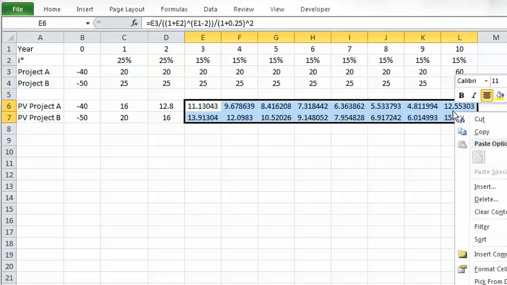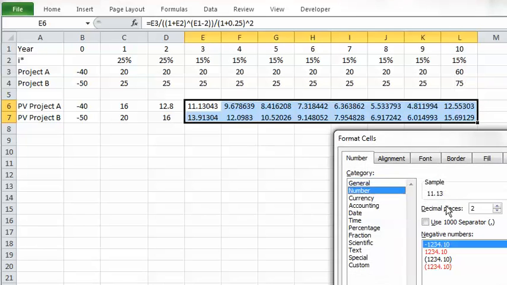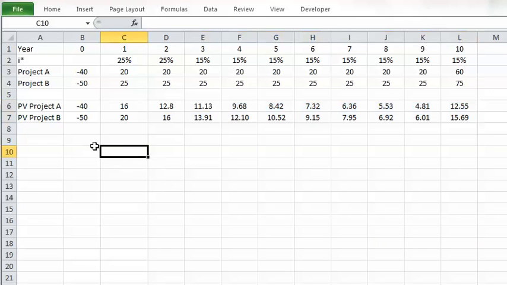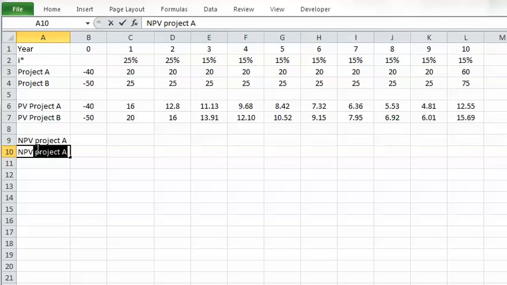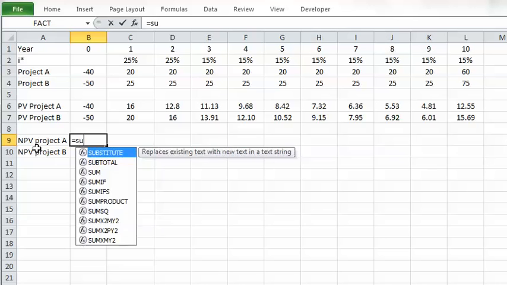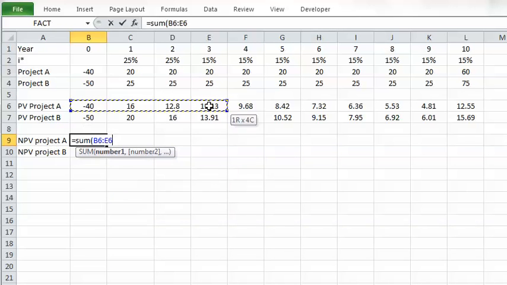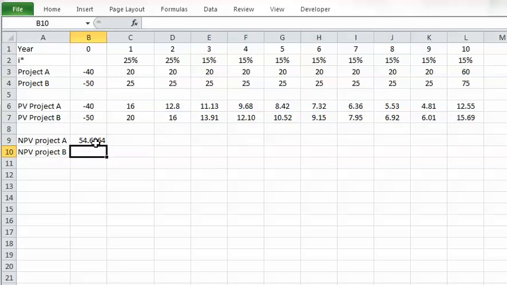So these two should give me the present value, and I calculate the NPV for project A and the NPV for project B. NPV for project A equals the summation of all these present values, and the same for B.